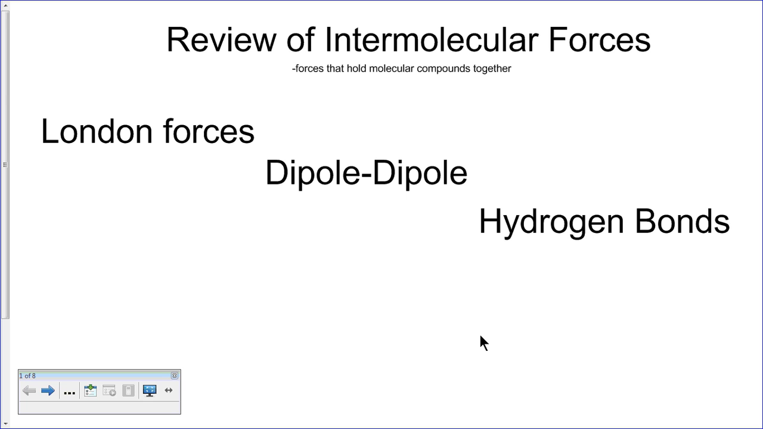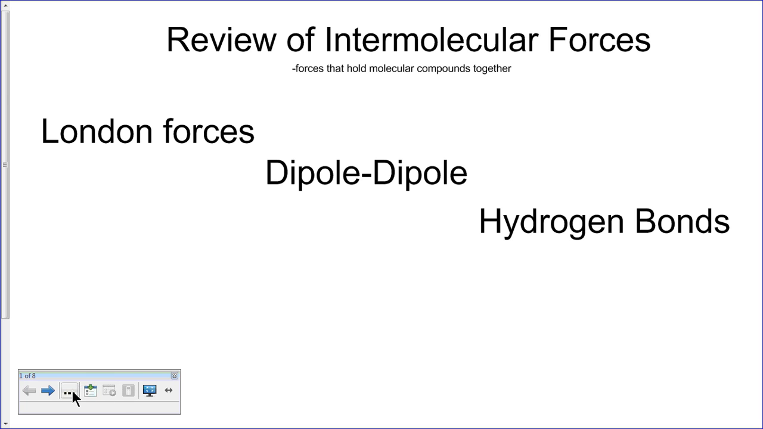Now, most importantly, we need to review the intermolecular forces so that you can feel comfortable identifying what type of intermolecular forces will exist between organic molecules. Remember, when we're looking at our intermolecular forces, that we're looking at the forces that hold the molecular compounds together. There are three main types of intermolecular forces: London forces, dipole-dipole forces, and hydrogen bonds.